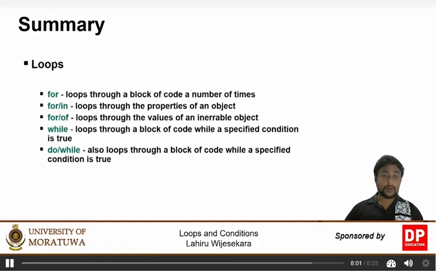Let's look at the summary for loops. First one, the for loop. This loops through a block of code a number of times. Second one, for in loop. This loops through the properties of an object. Third one, for of loop. This loops through the values of an iterable object. Fourth one, while loop. This loops through a block of code while a specific condition is true. The last one, do while loop. This also loops through a block of code while a specific condition is true.